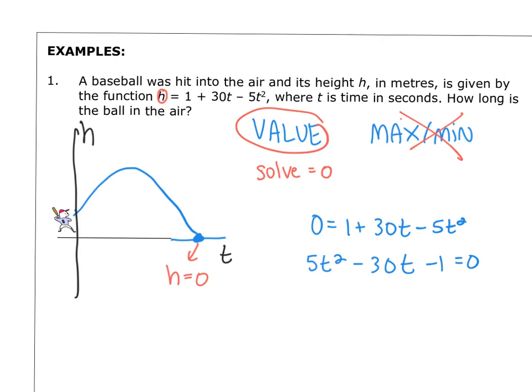So to solve, I do try to factor first. It's not a simple trinomial because I cannot take a common factor of 5 out. So then I try to do decomposition by finding two numbers that multiply to -5 and add to -30. And that's not possible, so I'm not able to factor this. So now I'm going to use the quadratic formula.